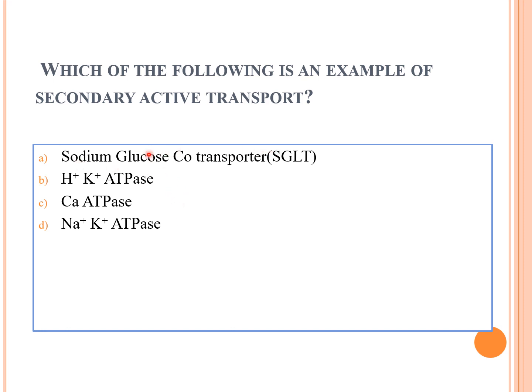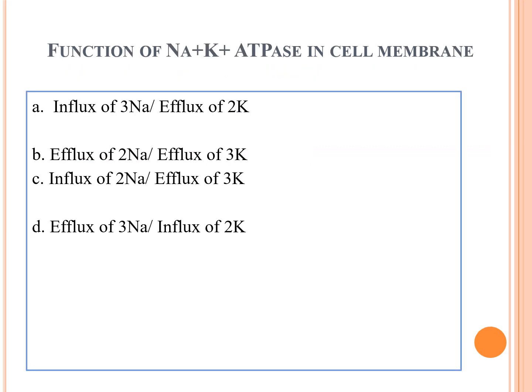Only sodium glucose co-transport, so SGLT, and we can also say the sodium dependent amino acid transport. So that is also an example for secondary active transport. So the answer for this question is sodium glucose co-transport. All the other answers are primary active transport mechanisms.